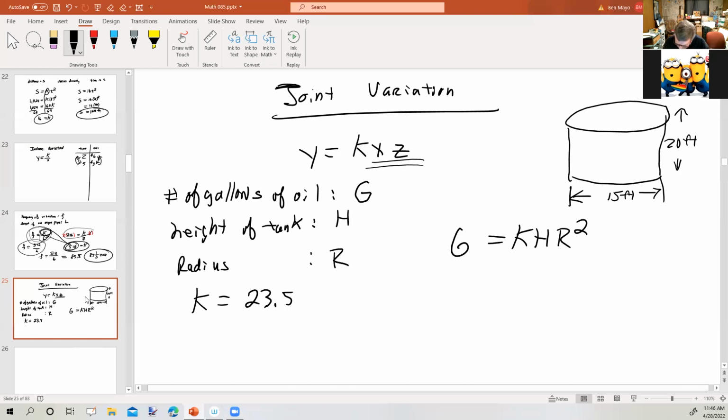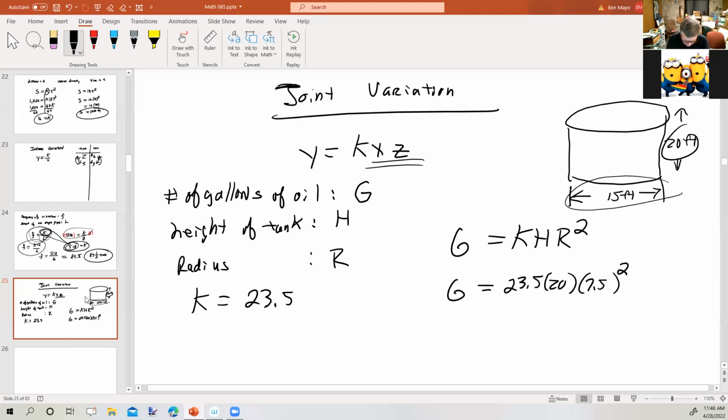All right. Now, we know that K is 23.5 because it was given. H, the height, is 20 feet. Careful, the radius is not 15 feet. That's the diameter. What's the radius of a circle? It's half the diameter, right? So that would be 7.5 feet. You okay with that? But that's supposed to be squared. Don't forget the square.